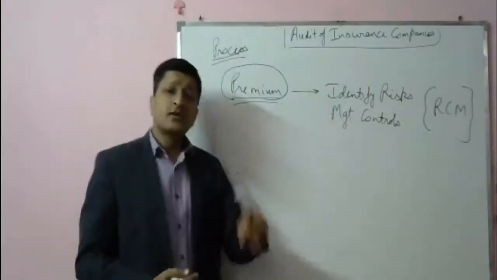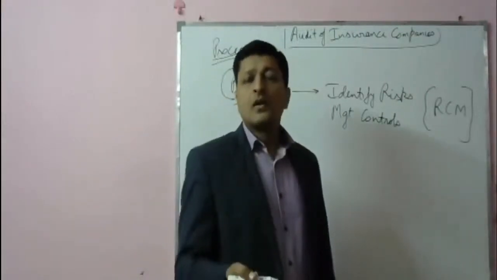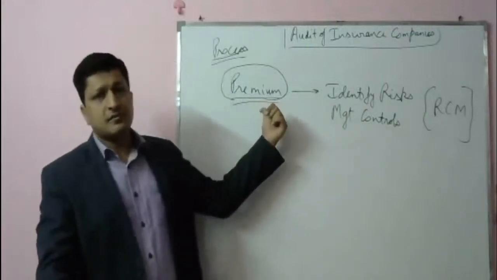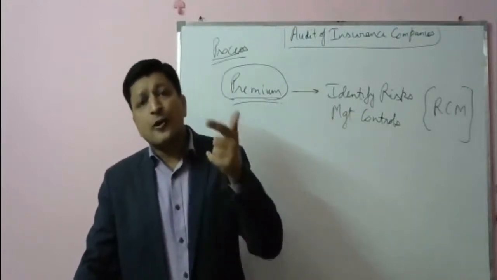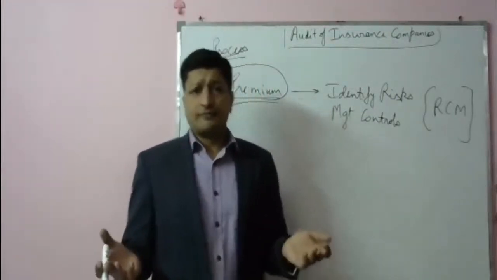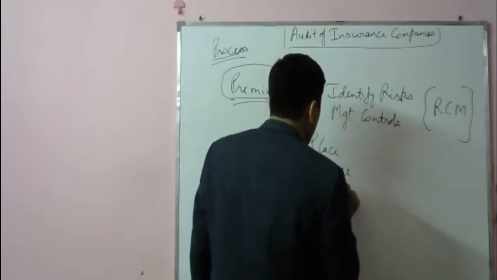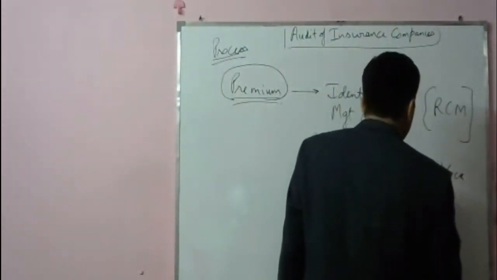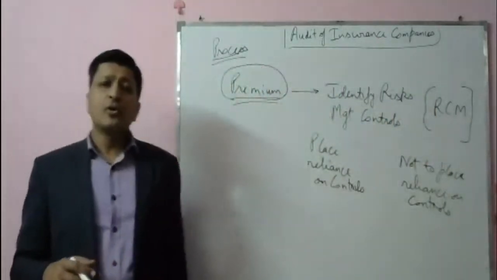Correct? Now, what is the next thing which the auditor will do? Testing of controls. Testing of controls in relation to this process. And depending on the testing which he will perform, he will come to a conclusion whether the controls in relation to this process are operating effectively or not. Because the extent of the audit procedures in relation to audit of premium will be driven by the approach of the auditor. And what can be the approach of the auditor? To place reliance on controls and not to place reliance on controls. So auditor can follow two types of approaches.